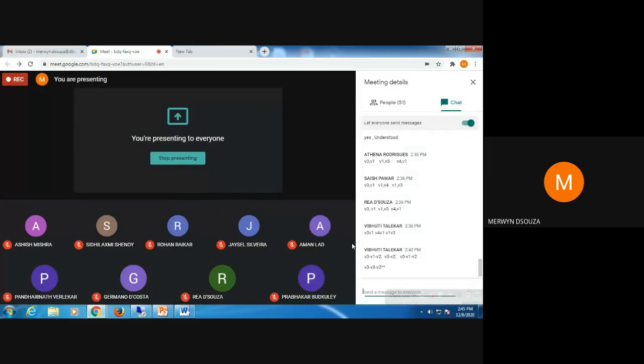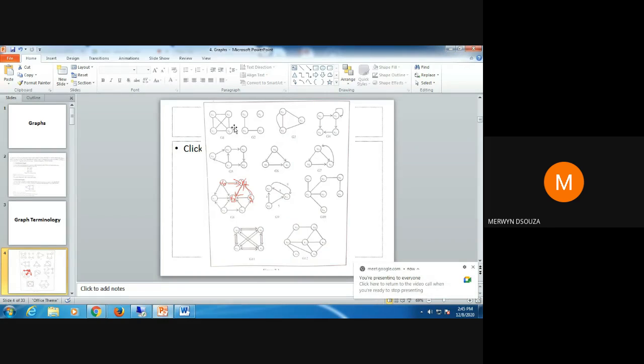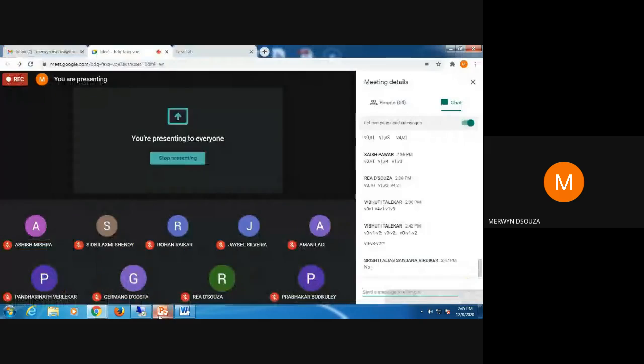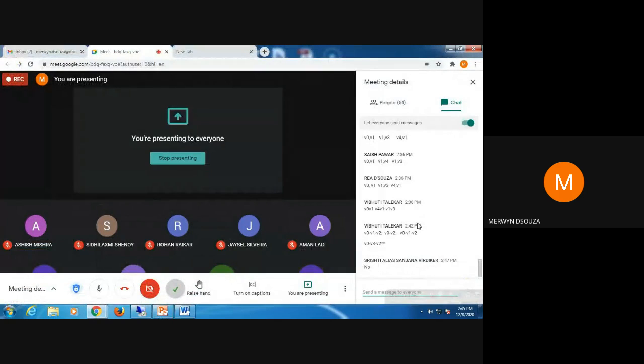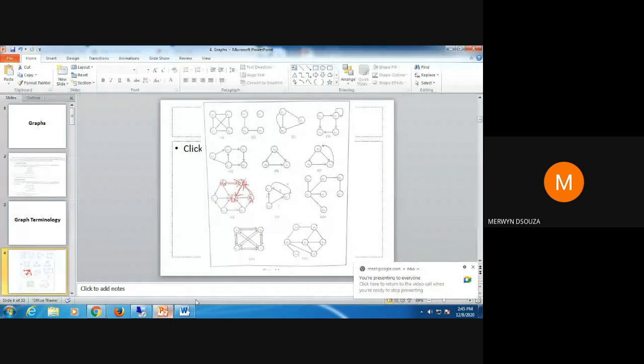Is vertex V1 reachable from V2? No. Okay, why no? You must know the reason. There is no path between those two vertices.